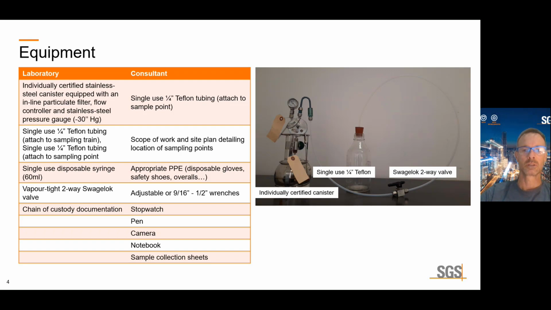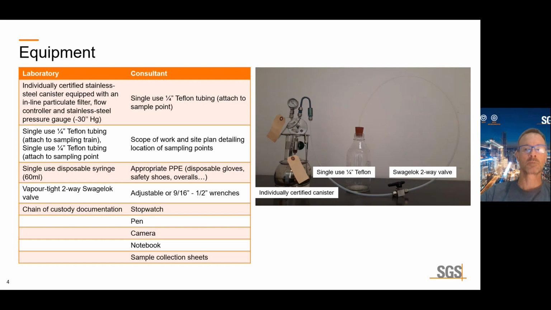In terms of equipment, the laboratory will provide the following. The laboratory will provide a certified canister as well as a flow controller. They will also provide a length of 1/4-inch Teflon tubing, which connects on one end to the inlet of the flow controller, and on the other end to a swage lock valve, which is used to isolate the sampling train. The lab will also supply a 60 milliliter disposable syringe, which is used for purging of the sampling train.